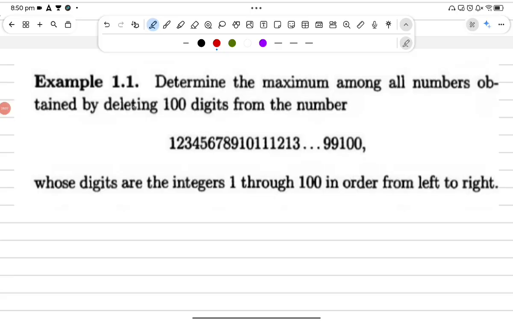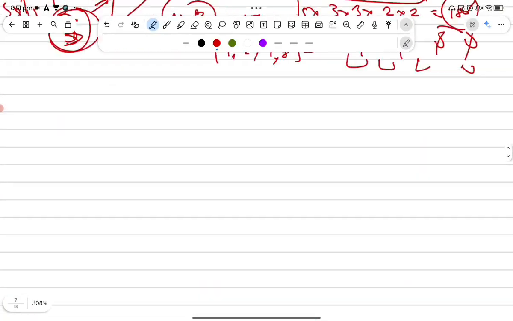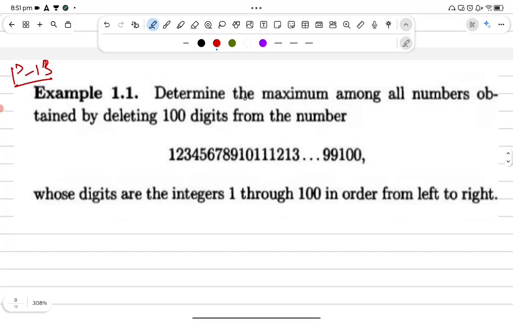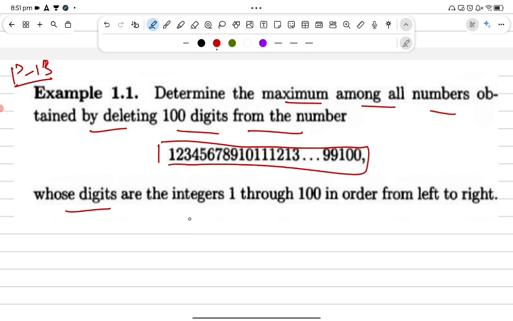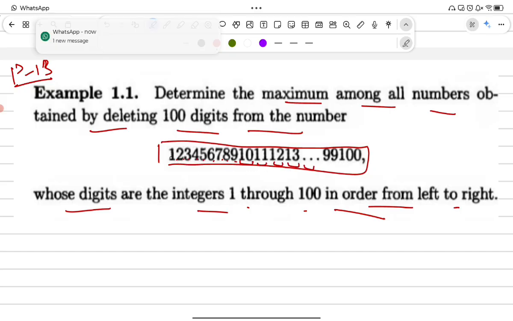All right, so really good problem. This is problem what? 13? Okay. Was it 13? Yes. We're supposed to determine the maximum among all numbers obtained by deleting 100 digits from this number, whose digits are the integers 1 through 100 in order from left to right. What does this mean? As you can see, this is 1, 2, 3, 4, 5, 6, 7, 8, 9, 10, 11, 12, 13, 14, like that. So it has been written in that order. So that is how this number has been made.